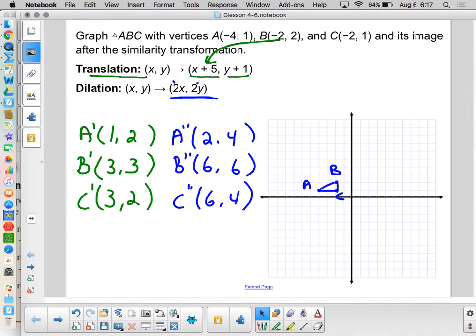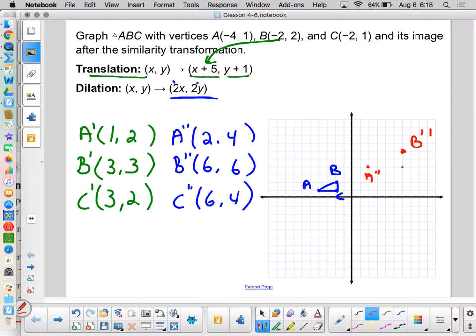So I can go ahead and plot the new A double prime, B double prime, C double primed. I'm at 2, 4. There's A double primed. B double primed is at 6, 6. So 1, 2, 3, 4, 5, 6. There's B double primed. And C double primed is right there. So sure enough, we slid it over and then we enlarged it.